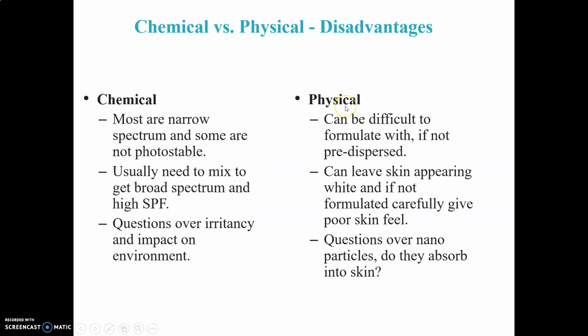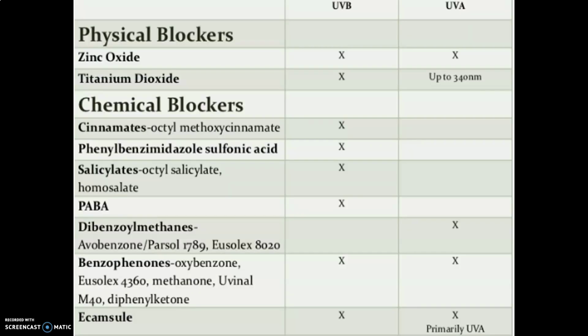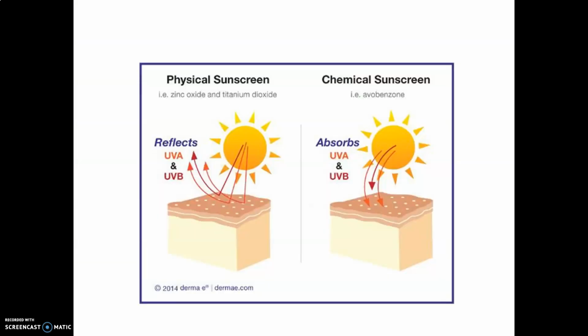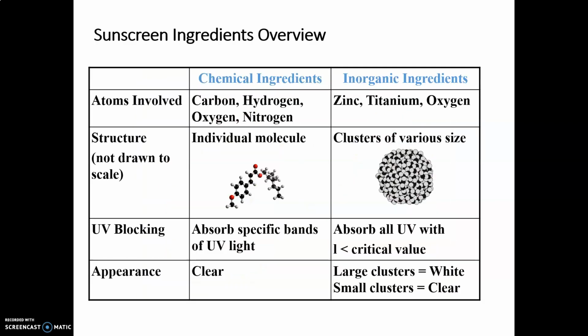Drawbacks of the physical ones: they can be difficult to formulate if pre-dispersion is not formed. They can leave some kind of film on the surface of the skin, so that it doesn't look good mainly. So these are examples, some of which are effective against both UVA and UVB: zinc oxide, benzophenones, and ecamsule are useful for both. This is the schematic presentation showing how they both act.